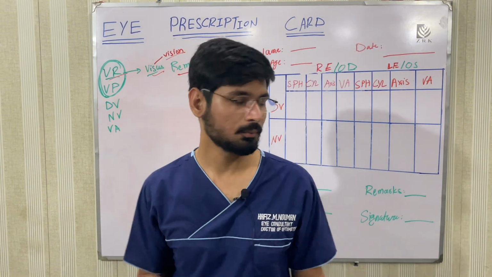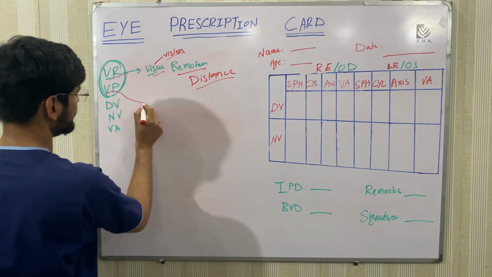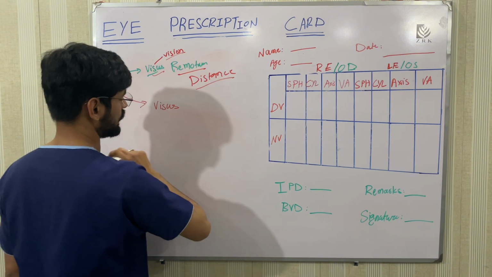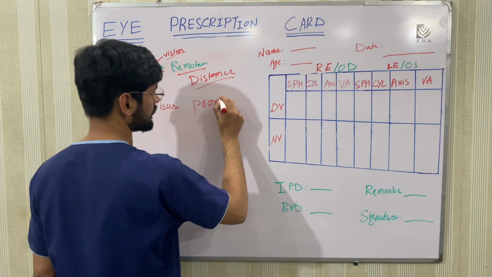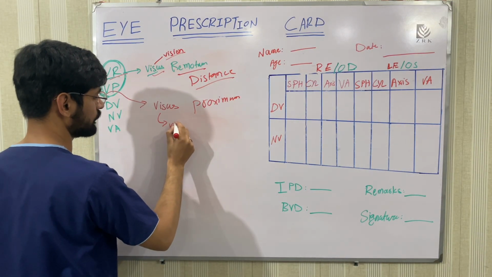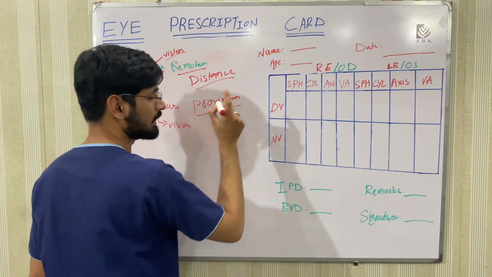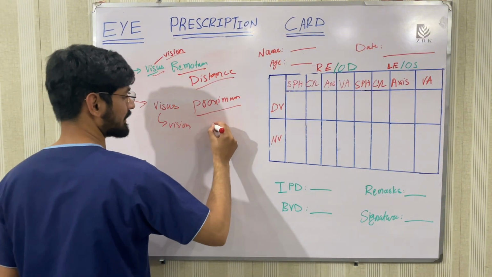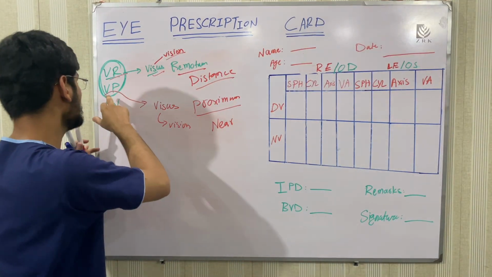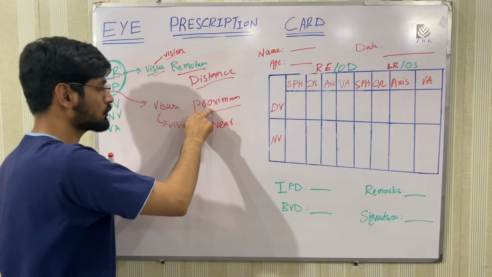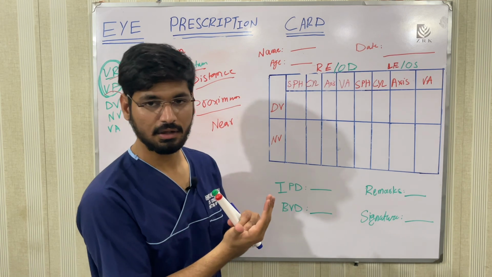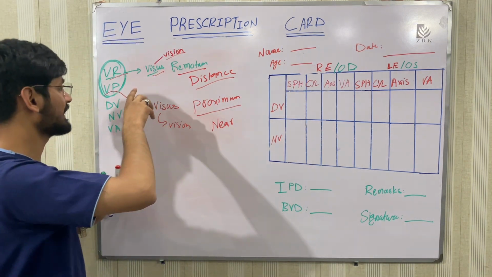Okay, so now come to the second word. VP, which stands for visus proximum. As we know, visus means vision, and in Latin proximum means near. So if I see VP, it means visus proximum, and visus proximum means we are talking about the near visual acuity. Okay, so these are the Latin words which I explained to you.